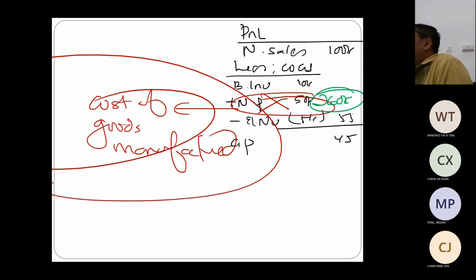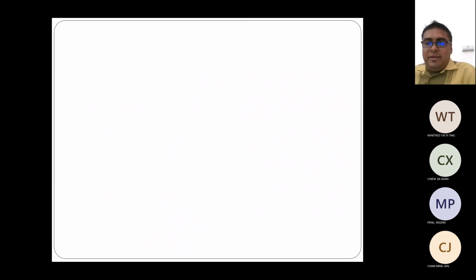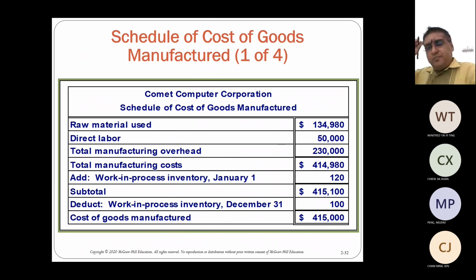Are you all together with me? Do you understand? Any questions? All of you well and fine? Okay, good. So, done. So you can see here, this is the example given by the book. So you have two different examples to see. You have raw material used plus direct labor plus total manufacturing overhead. You get your total manufacturing cost.